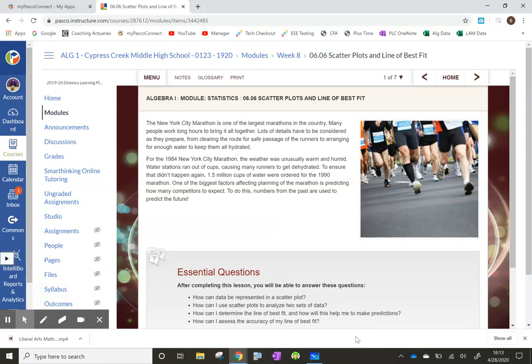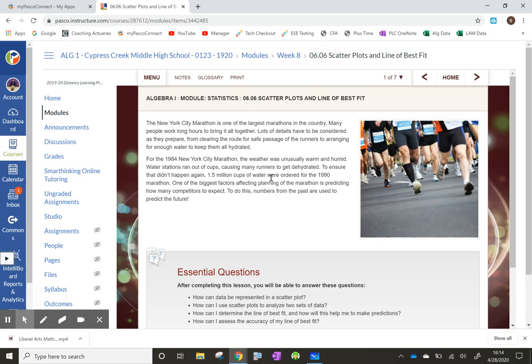All right. In module 6.06, we're going to cover scatterplots and line of best fit. Some of this is going to be a little familiar, if you're in my class, at least it should be. The part near the end, though, might be a little bit different. Talking about residuals, we haven't really done that before, but that might be the newest thing. But let's see what we have here.